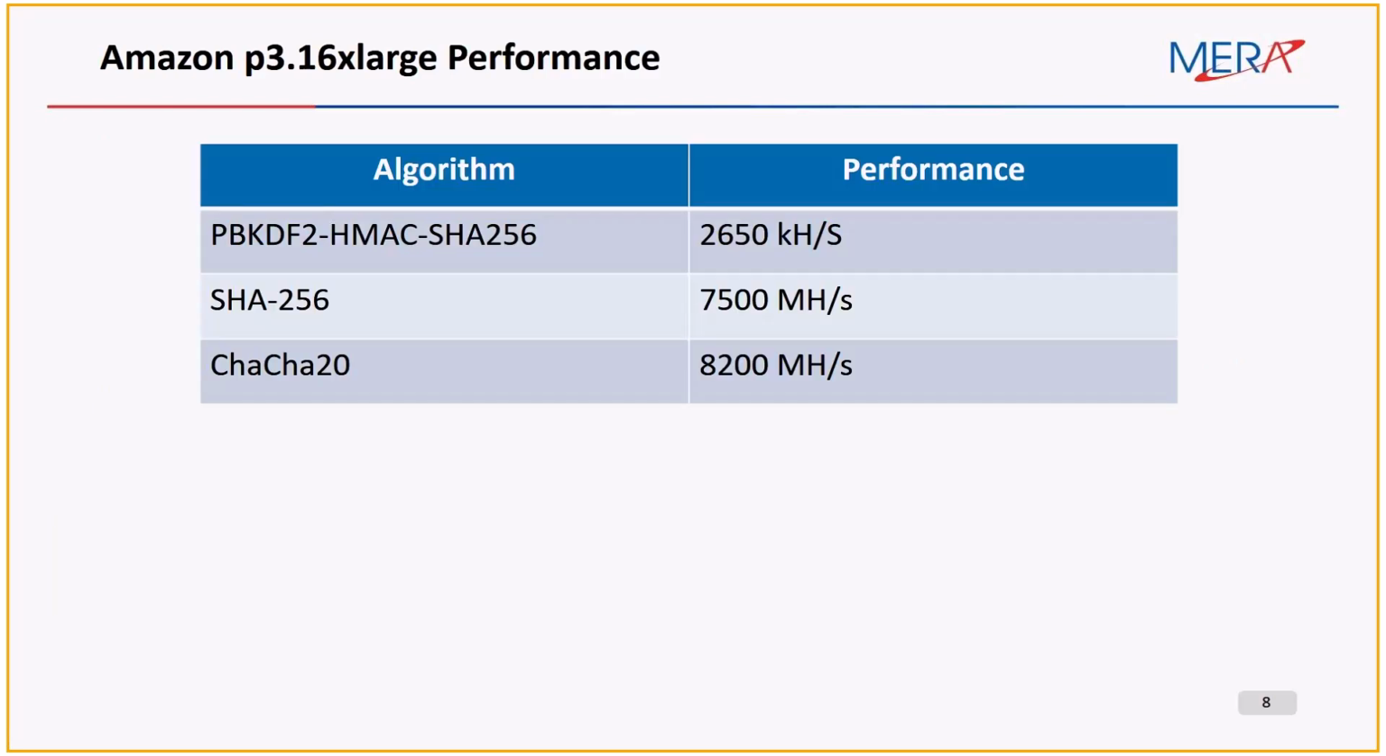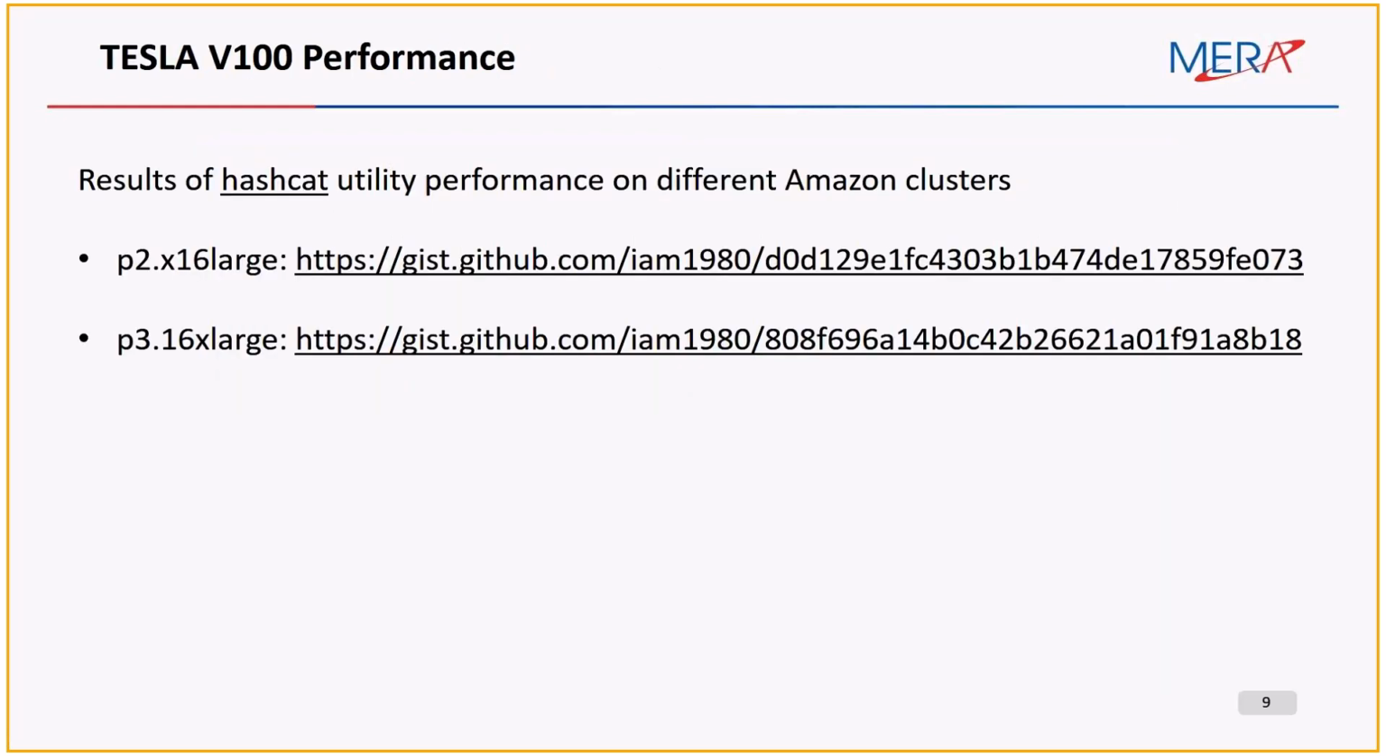This is the performance of the P3.16xlarge cluster on different operations. For example, for the PBKDF2-HMAC-SHA256 function, its performance is 2600 kilo hashes per second. For SHA-256, it's 7500 mega hashes. For SHA-512crypt, that's used for Linux password hashing, it's 8200. I found an interesting document on GitHub that shows us the performance of this cluster on different operations, created by the Hashcat utility.